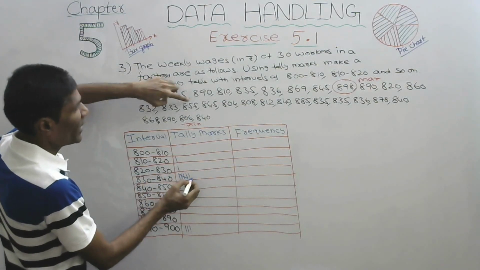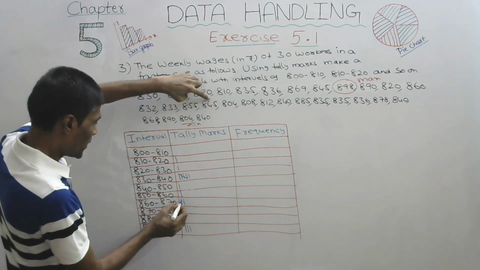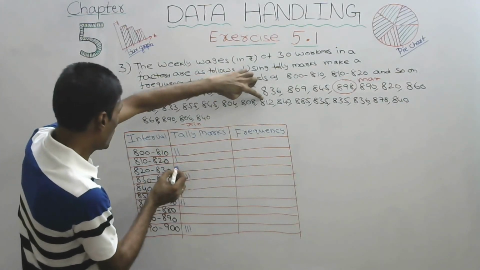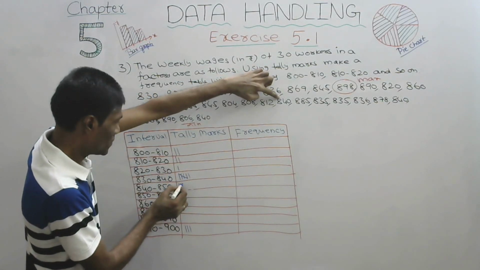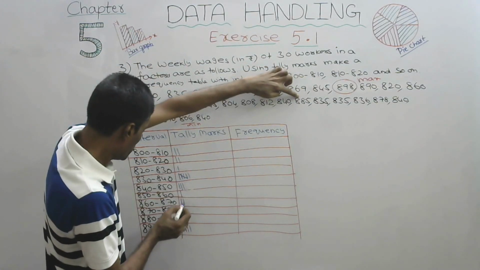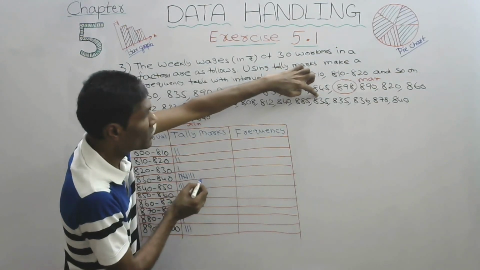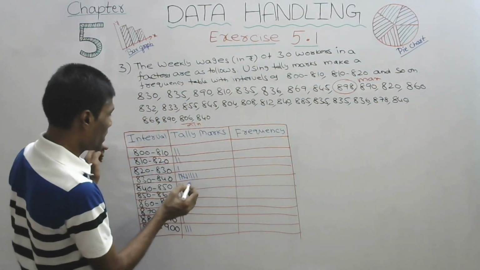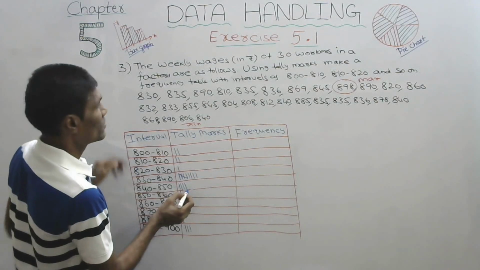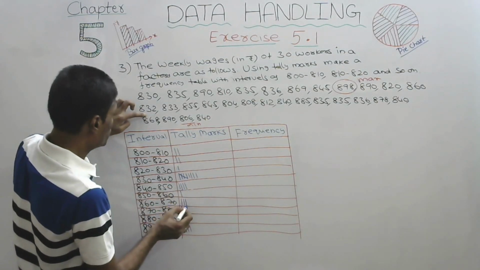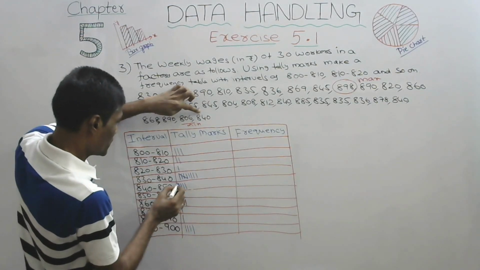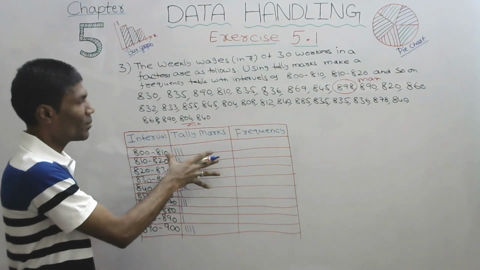Then 833, 855, 845, 804, 808, 812, 840, 885, 835, 835, 836, 878, 840, 868, 890, 806 and 840. So this completes our tally marks.